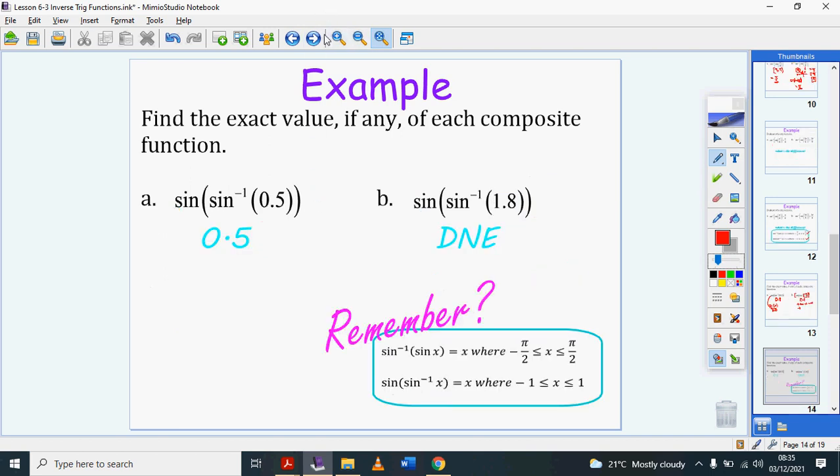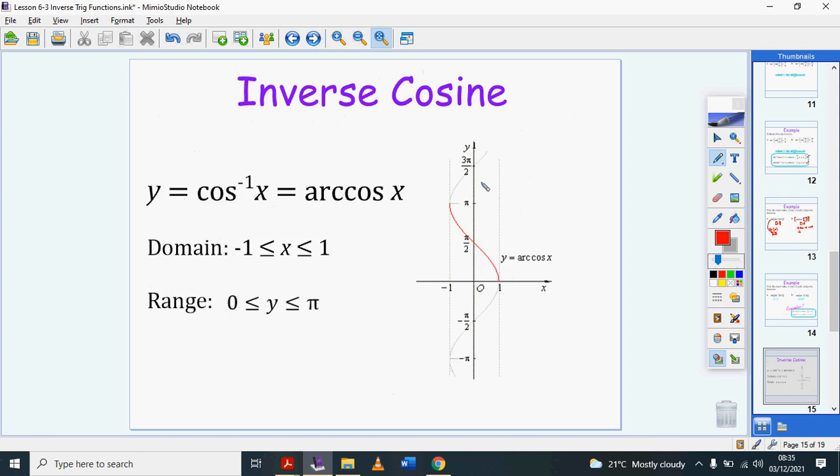Does not exist. So the inverse cosine uses the same approach as the inverse sine. The only difference is in the range. On the inverse cosine, the domain is the same, because there's no angle that gives you a cosine that's bigger than 1 or smaller than -1. So the domain is the same as the inverse sine function.